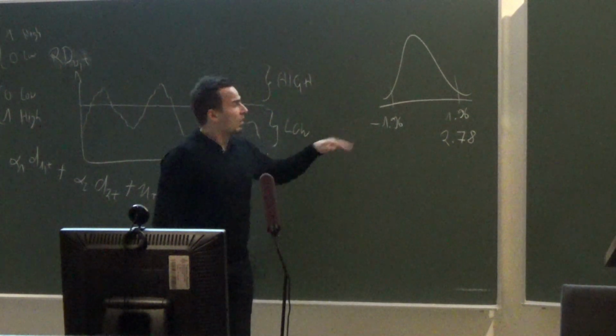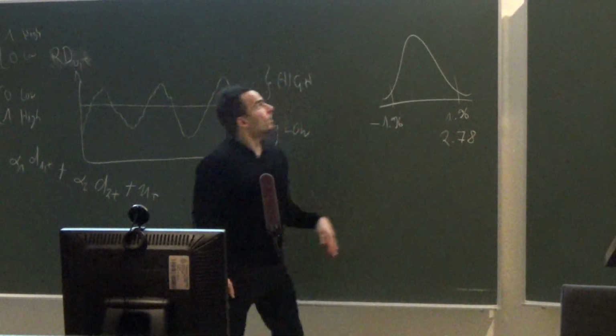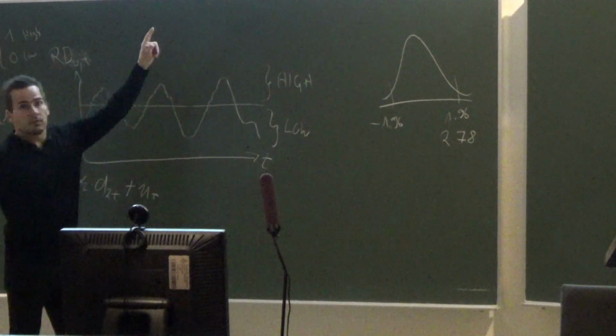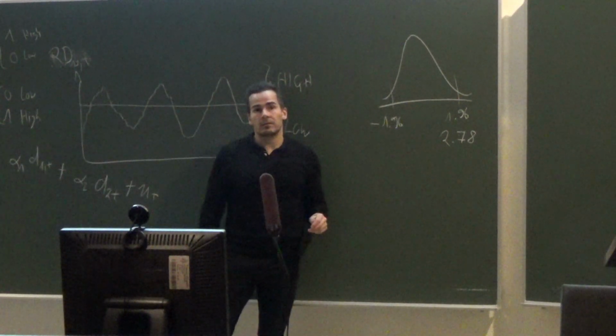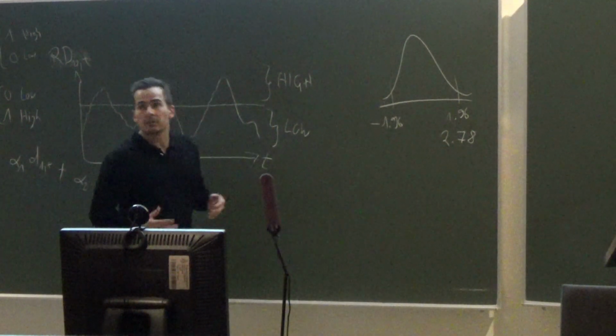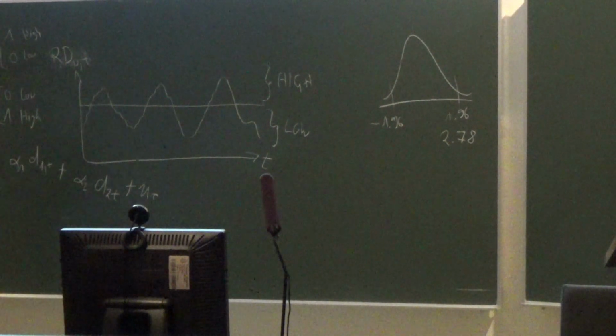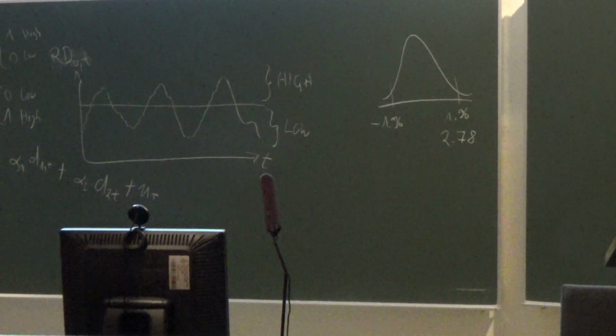But even if we would account for this multiple testing problem, 2.94 is higher than 2.78. So it's highly significant. It's a highly significant difference in point estimates.